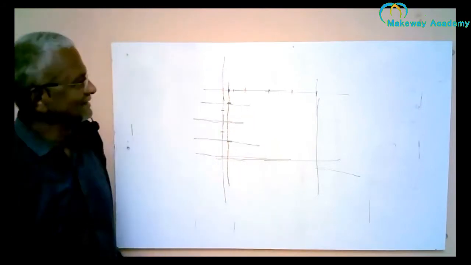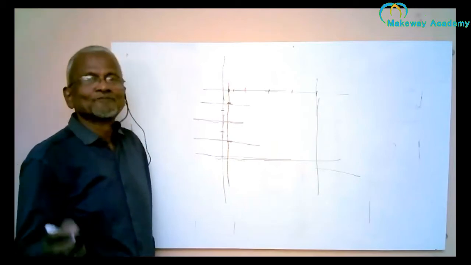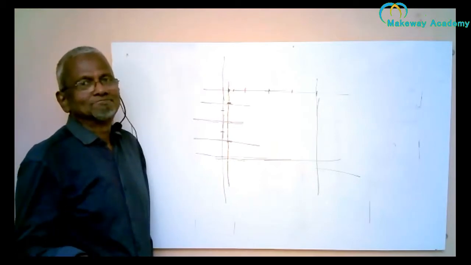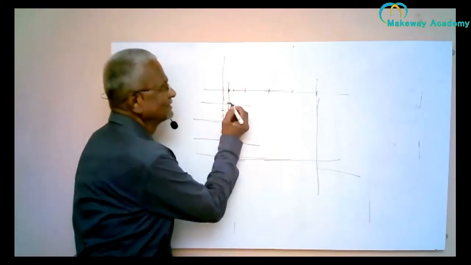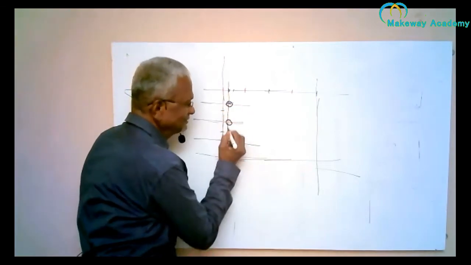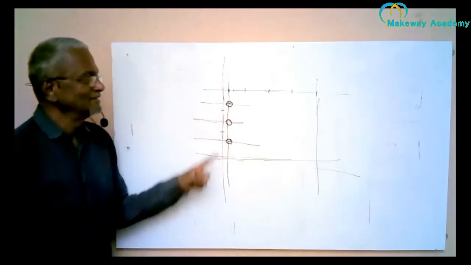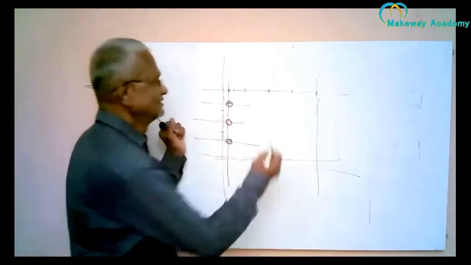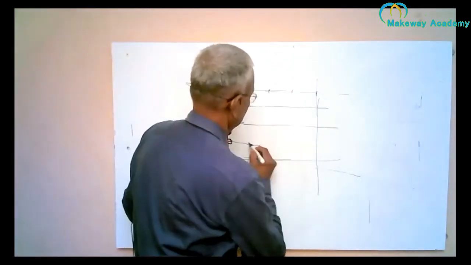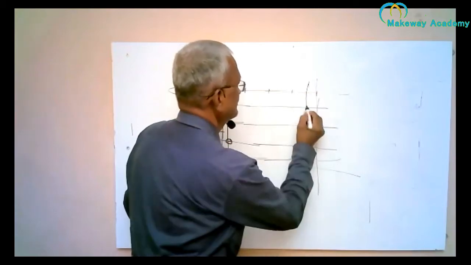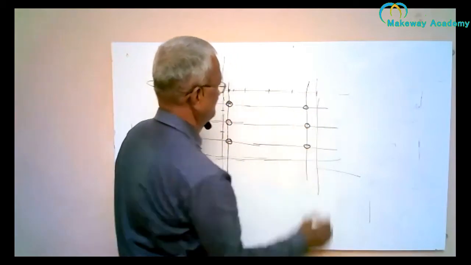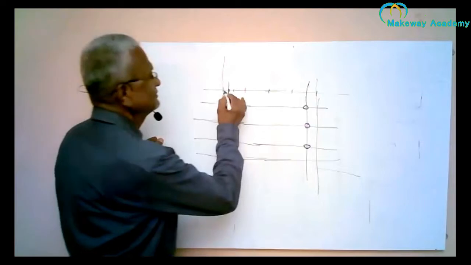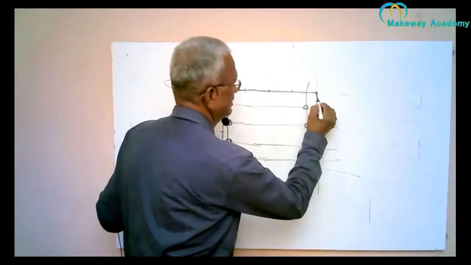Three holes. So what is the size of the hole? 6 mm. 6 mm holes. 6 mm, 6 mm, 6 mm. These are the 3 holes. So likewise, there are 3 more holes here. 6 mm, 6 mm, 6 mm. So line in, line in, line in.